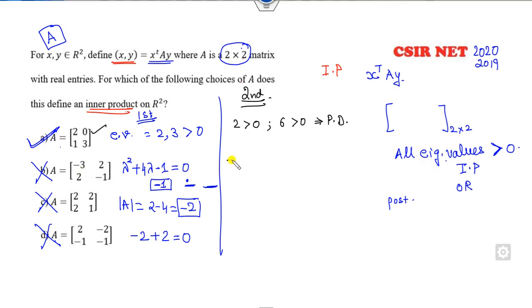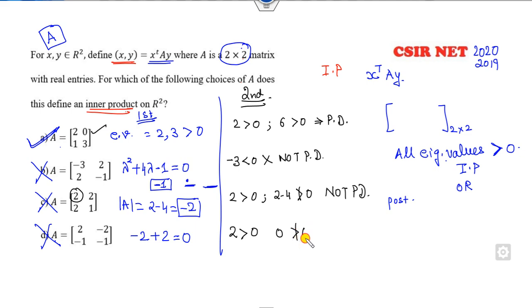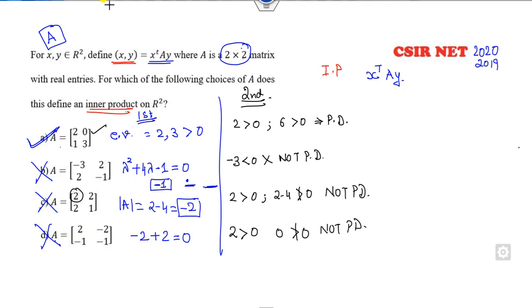Look at the second option. The first value is negative. It means this is not positive definite. Look at the third option, 2, that's the first value. 2 is greater than 0. Then the 2 cross 2 determinant is 2 minus 4, which is not greater than 0. Again, it is not positive definite. Look at the last option, the first value is 2, greater than 0. And the determinant 2 plus 2 is not greater than 0. Again, it is not positive definite. So again, your right answer is the first one. So what is the tip for you here?